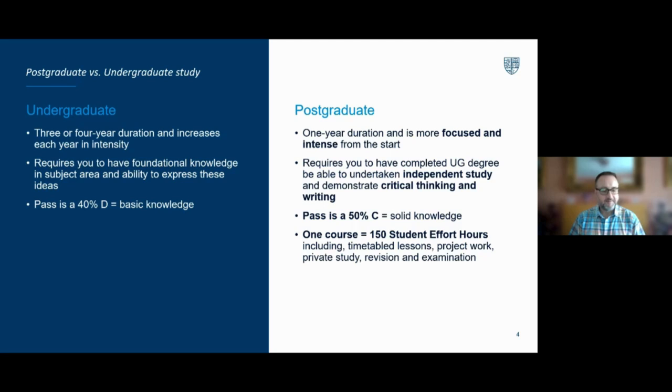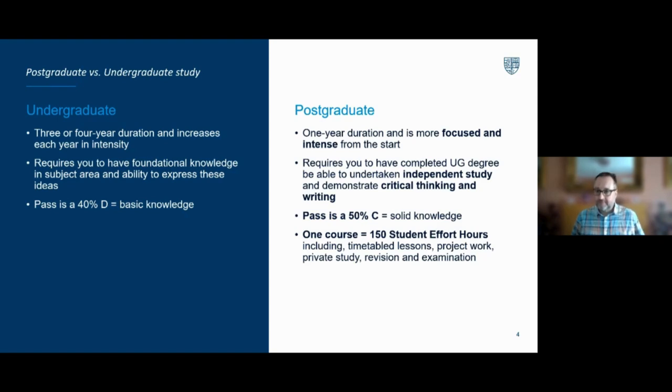So I remember back to when I was an undergraduate, I don't think I ever got in the 40s, but I can remember certainly my fellow classmates sometimes got in the 40s, and that was still a pass mark. At postgraduate, it's a little bit different because it's 1-year duration, so September through to the end of August. It's more focused and intense from the start, so there's not really this gradual building up from easy to more difficult. It's pretty much at the same level because it only lasts a year.